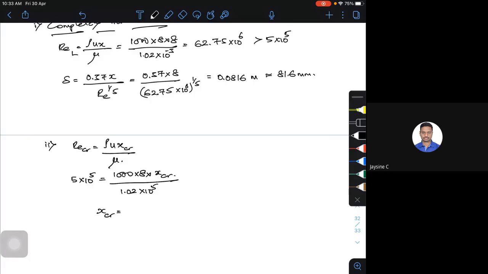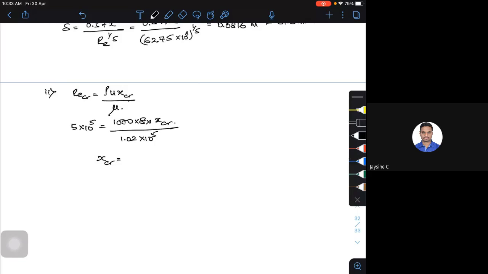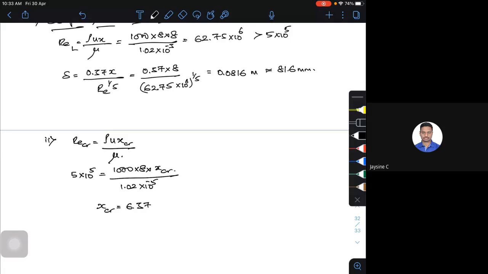6.37 × 10 to the power of 6? No, just check it. The viscosity is 1.02 × 10 to the power of minus 3. It should be around 4, 5, 6 meters, something like that. 6.37 × 10 to the power of minus 4.